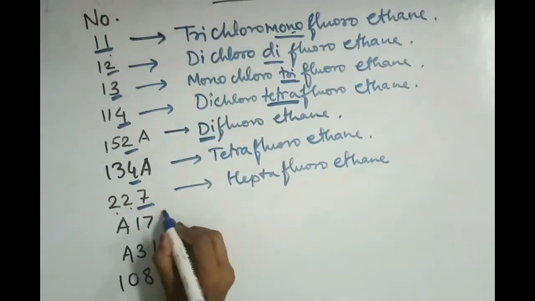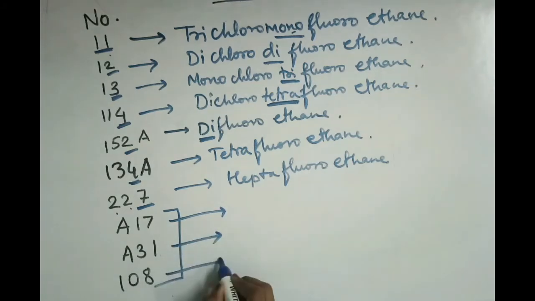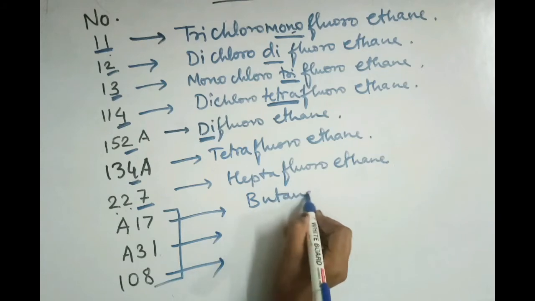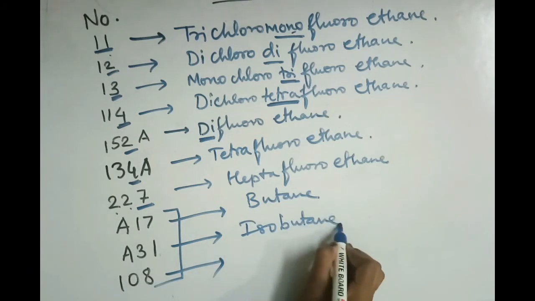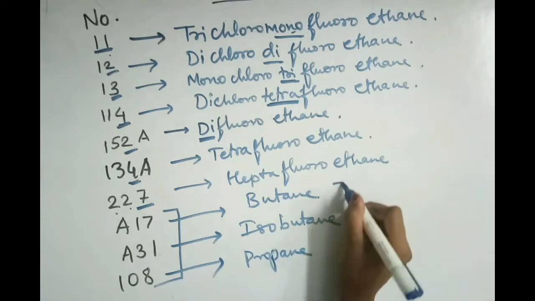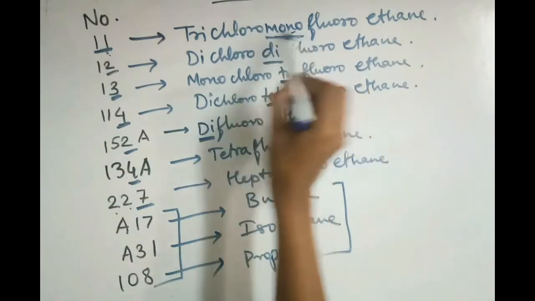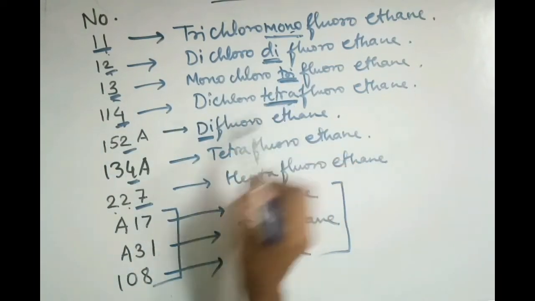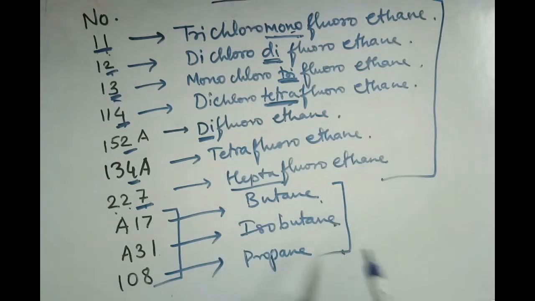Now the remaining 3, that is A17, you have to remember these 3. So A17 is butane, A31 is isobutane, and 108 is propane. These 3 you have to just memorize. The rest all is on 1, that is mono, 2 that is di, 3 that is tri, 4 that is tetra, 7 is hepta. So you can memorize this, but the rest 3 you have to memorize.